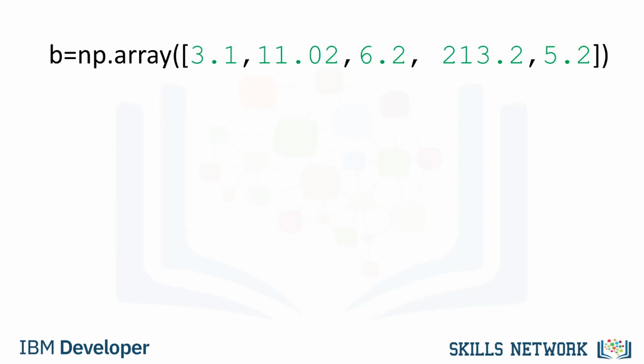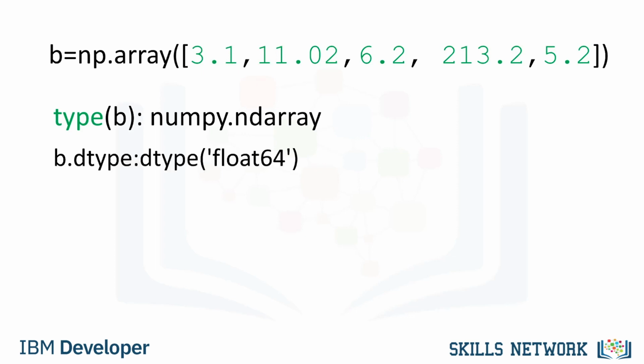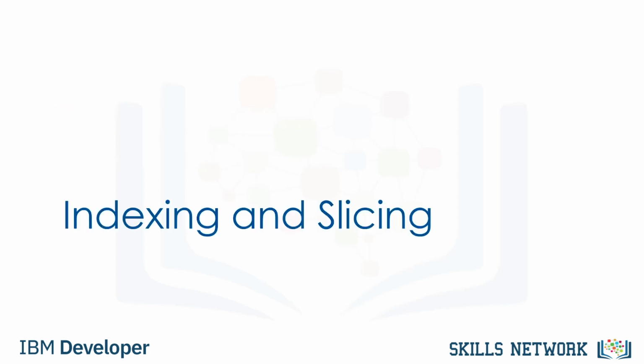We can create a NumPy array with real numbers. When we check the type of the array, we get numpy.ndarray. If we examine the attribute dtype, we see float64 as the elements are not integers. There are many other attributes. Check out numpy.org.